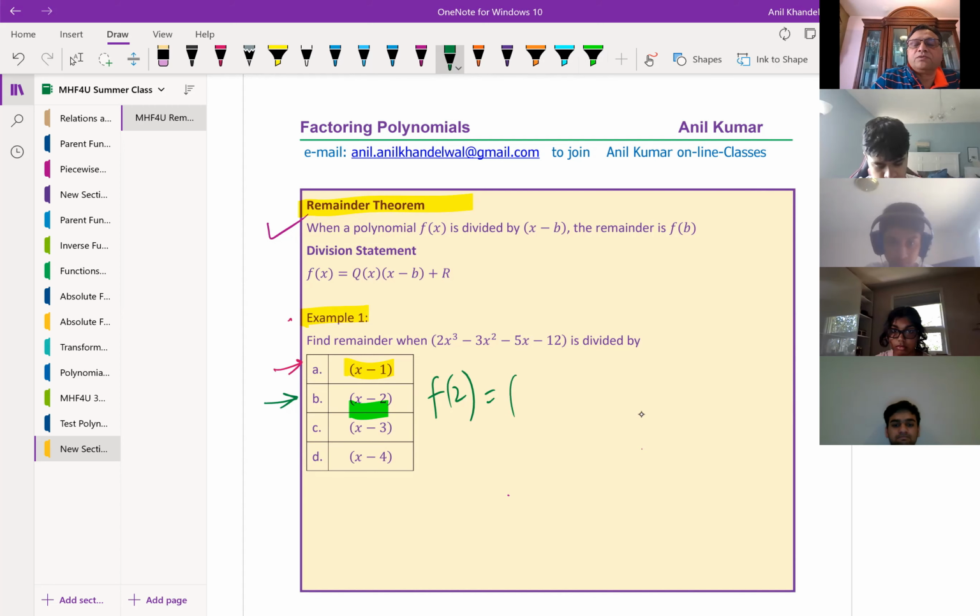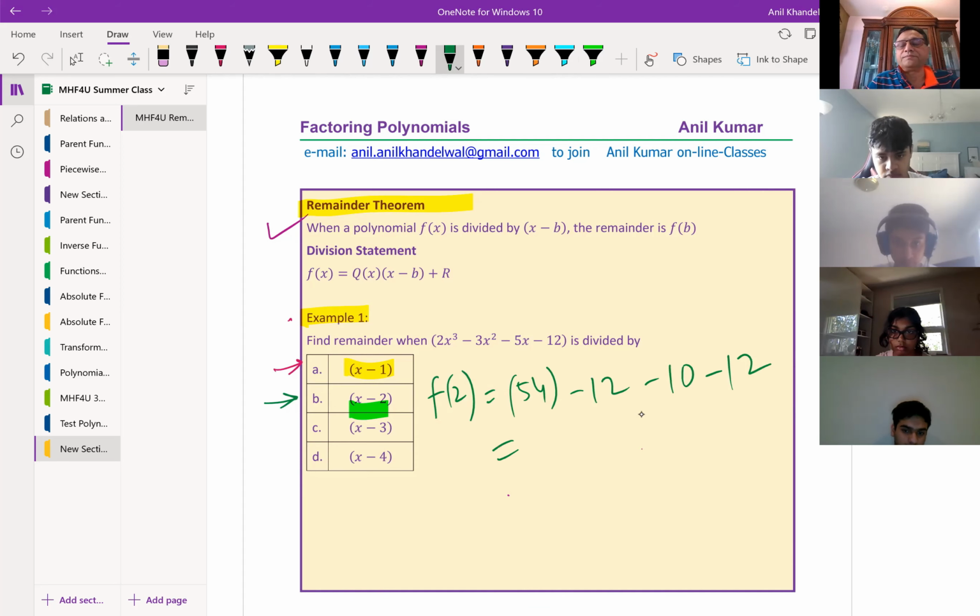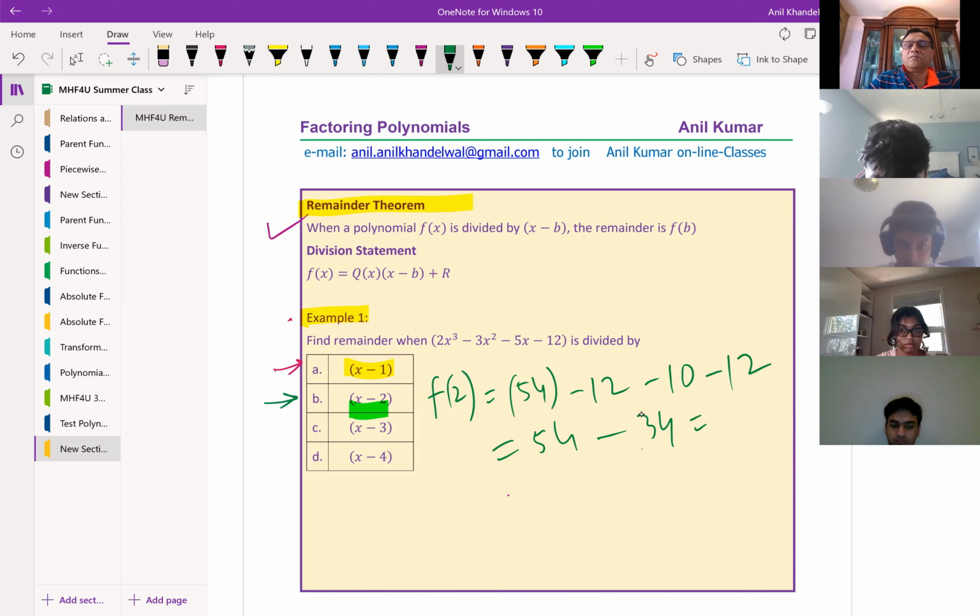And then we get 2 times 2 cubed, which is 54, correct? Let me write 54 here. 2 squared is 4 times 3, 12. Minus 10, 12, right? What do you get? I'd like you to use calculator so that we don't really do many mistakes here, okay? Oh, this is wrong, 54, I'm sorry. 2 cube, I was still doing 3 cube. 2 cube is 8, 8 times 2 is 16, right?